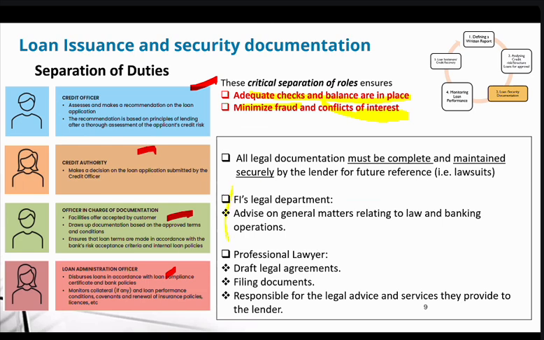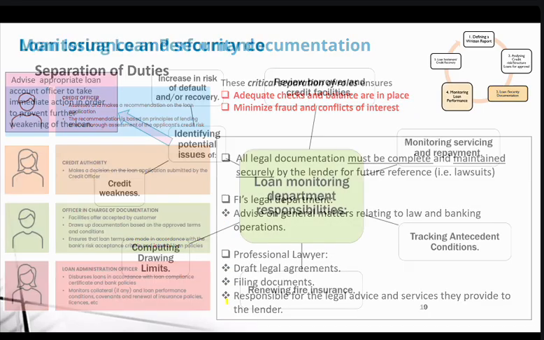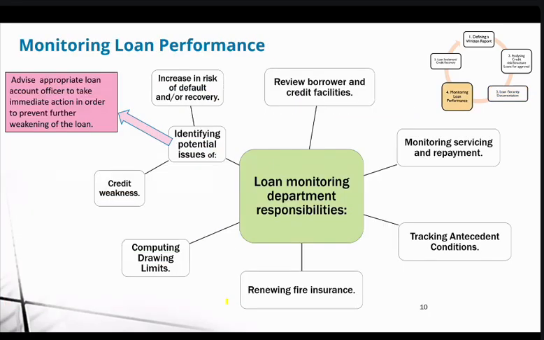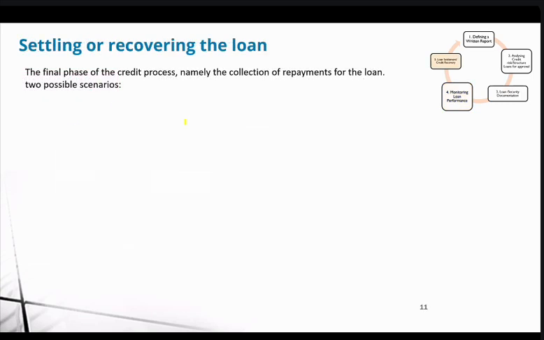Okay, so you have the legal department for the FI and the professional lawyers, which I'll talk about later, what's their role. And remember, steps 1, 2, 3 is before drawdown. Step 4 and 5 is after drawdown. Now step 4 and 5, the loan monitoring department. This is where you review all this information after loan approval until the end of the tenor, and you identify potential issues in terms of credit weakness and any risk of default. Step number 5 is the final phase.